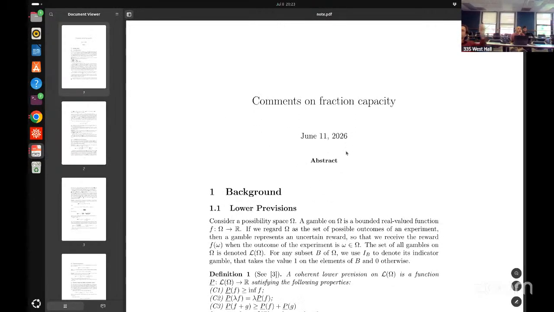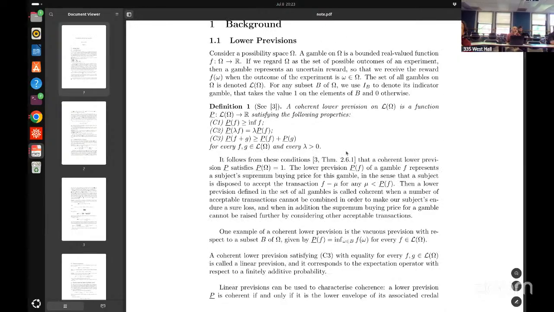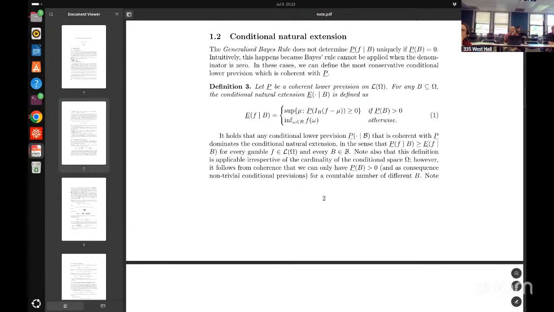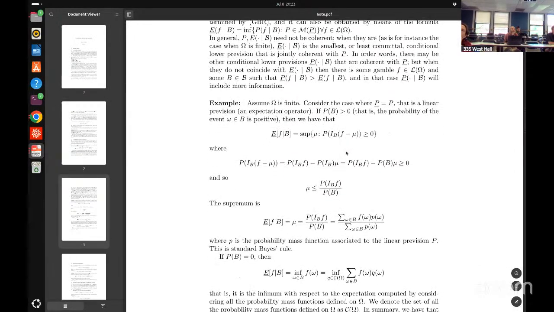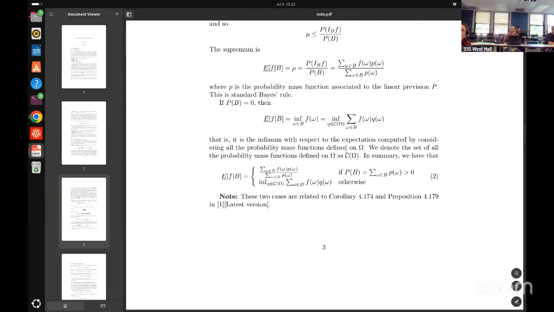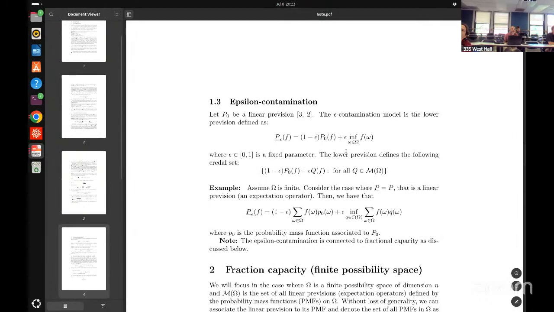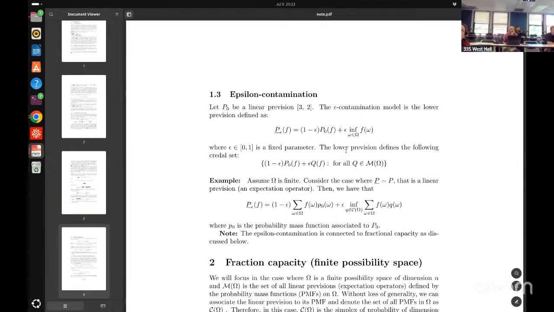Okay, so I think I will skip this subject for now, which you probably know well. So I skip this part about lower precision. And also this connection with epsilon contamination is probably not relevant. I'm just giving you some concepts of what could be used.